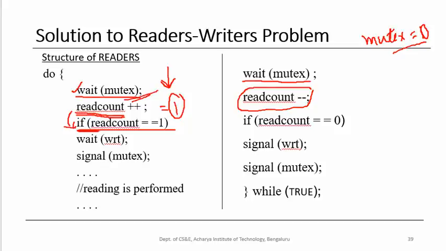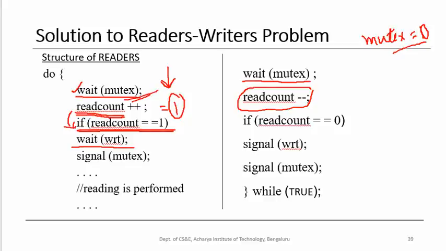Now if this happens to be the first reader, then the value of read count will be equal to 1. If it is equal to 1, what we have to do? Now this reader should ensure that no writer writes into the database after the reader starts accessing the database for reading. Otherwise there will be chaos.